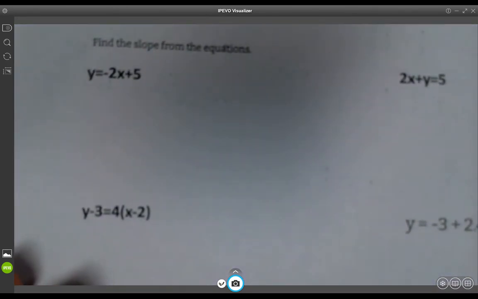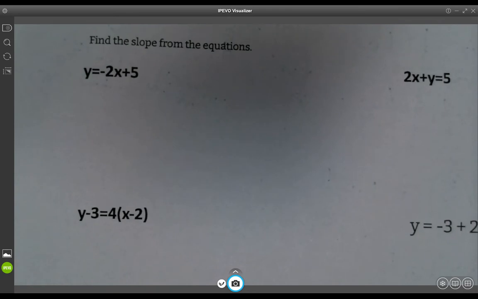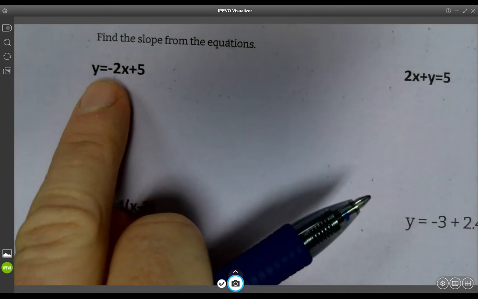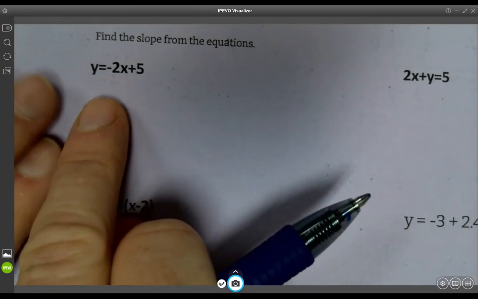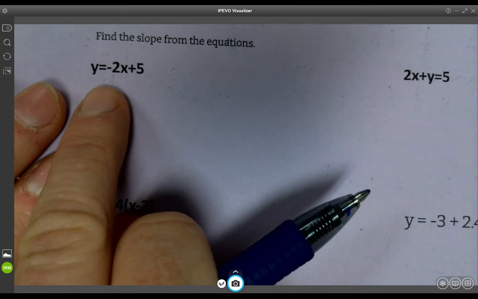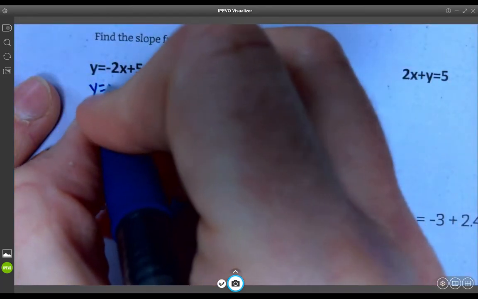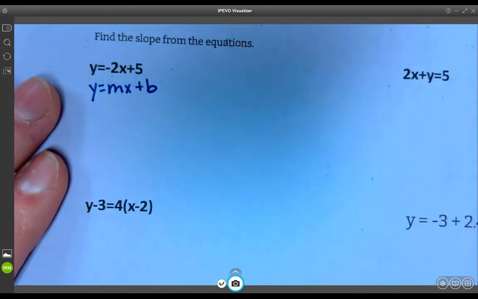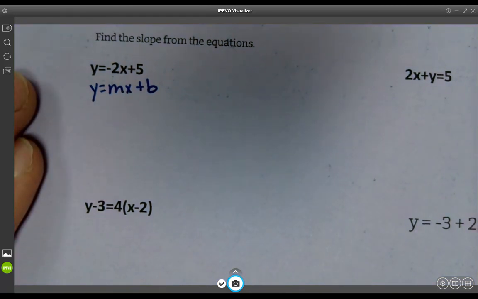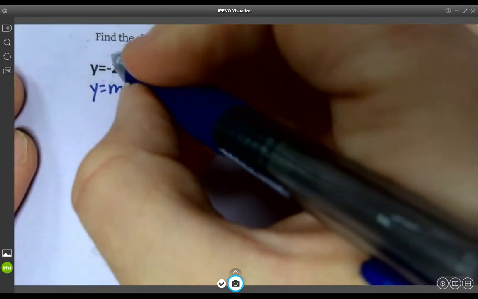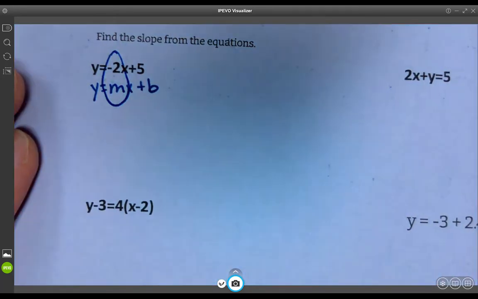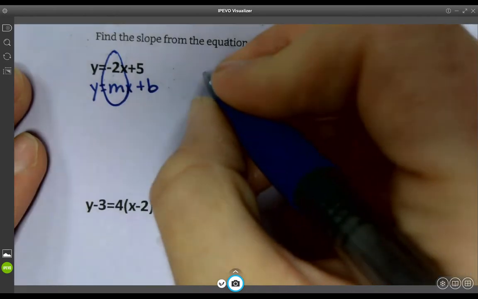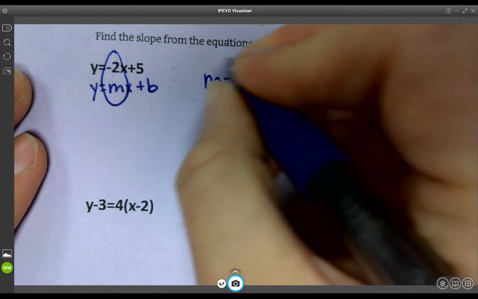All right, so we have some examples we're going to do together. Depending on what format we're given, that'll decide what the slope is. So if I have this first one, y equals negative 2x plus 5, this is just written as y equals mx plus b. Go ahead and write that underneath. So the formula is right underneath it. So the slope is just negative 2. We didn't have to do anything there.